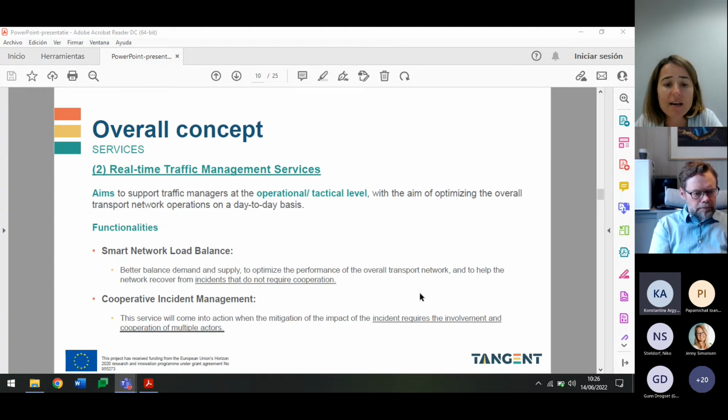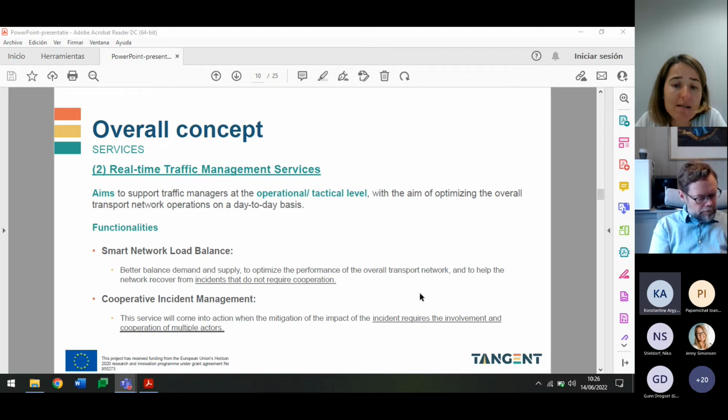Basically, the first one is for when there is an incident and it doesn't require cooperation of different agents from the transport network, and the cooperative incident management is for when different actors need to intervene.